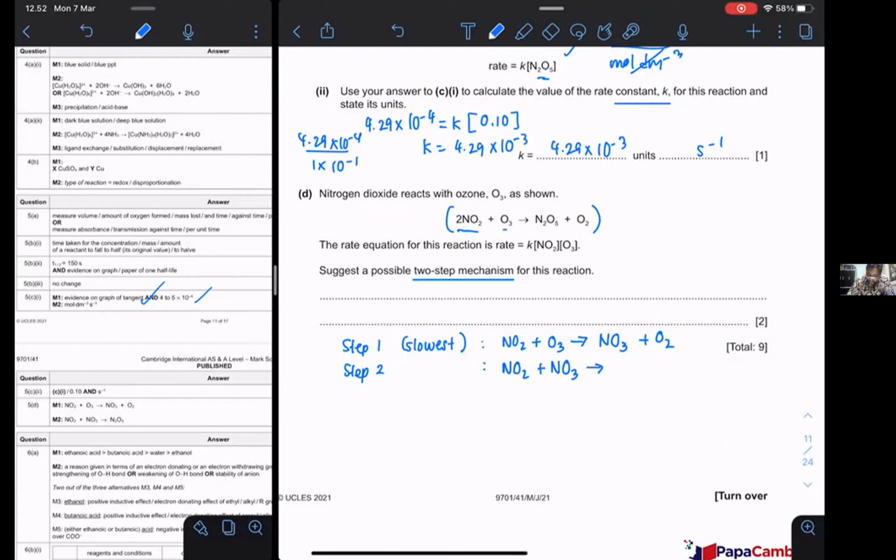And then when I add, the NO3 will be gone, and I am going to produce N2O5 over there. So this is going to be the two-step reaction. Once you add these two, you will get this entire equation. So when you suggest a possible two-step mechanism of this reaction, you can actually use these two reactions. You can see they have also mentioned the same thing.